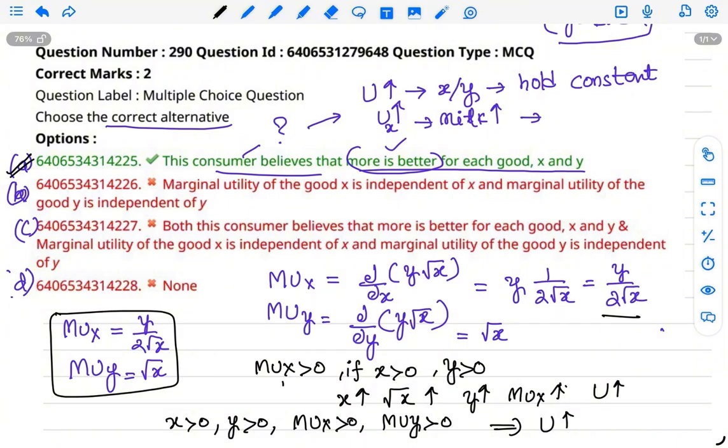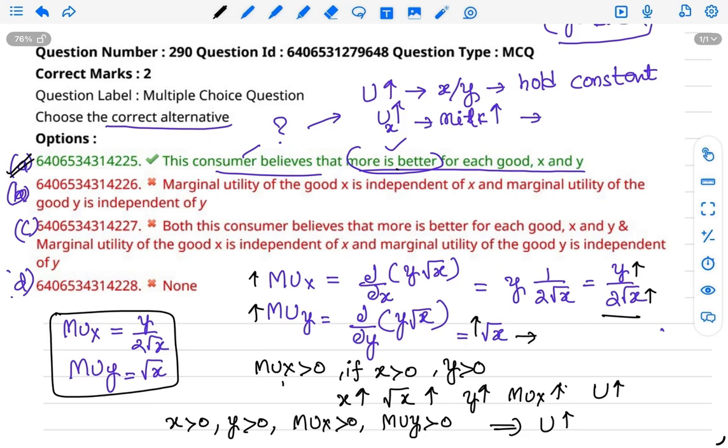Why does he believe that more is better? It means if x is greater than 0, y is greater than 0, MUx is greater than 0, and MUy is greater than 0, the utility function is also increasing. That is, more is better for each good x and y. If x is increasing, root x is also increasing, and if y is increasing, that is y greater than 0, root x is greater than 0. So for this question, the first option is correct.